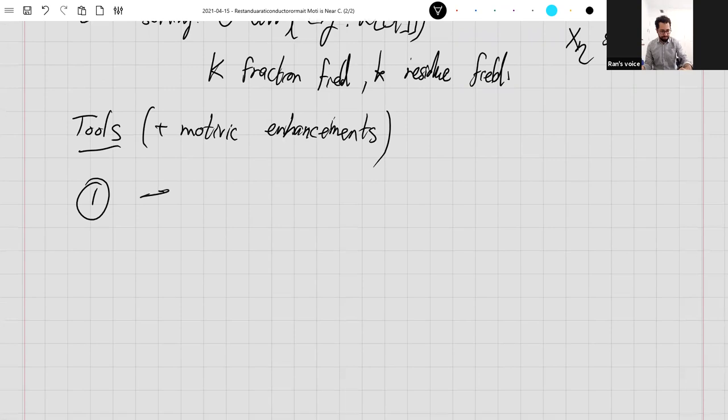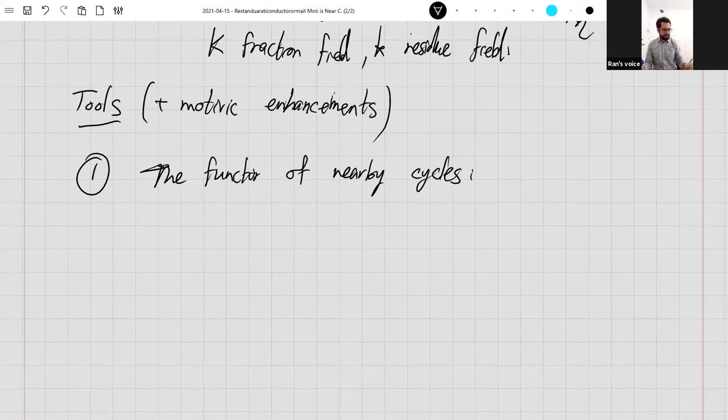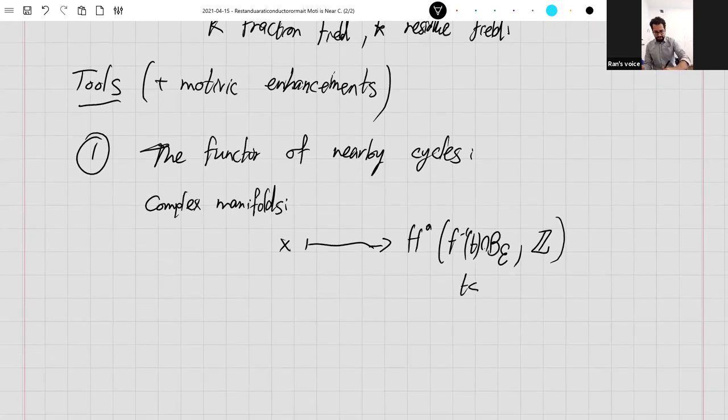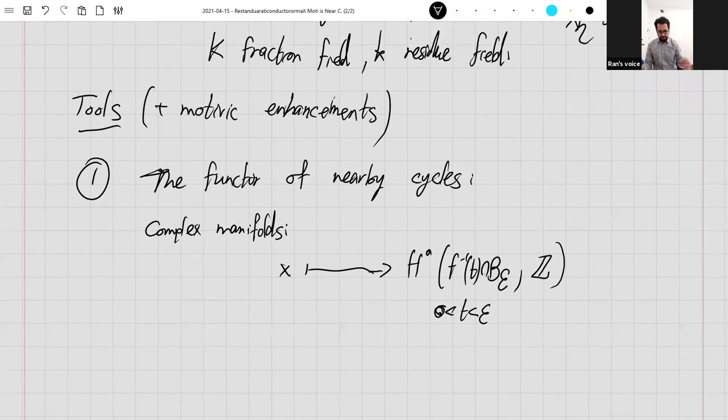So first we have the functor of nearby cycles, of vanishing cycles, nearby cycles. I think it starts with Milnor, for complex manifolds. For each point, we take the cohomology of the Milnor fiber, which is: take a little ball around the point and intersect it with a t-circle. So it's even smaller than epsilon. And then we study this.